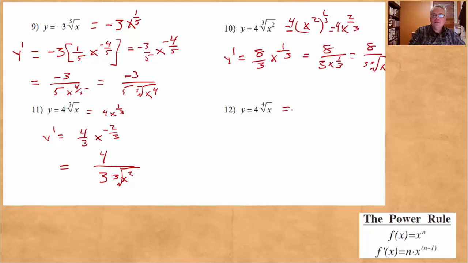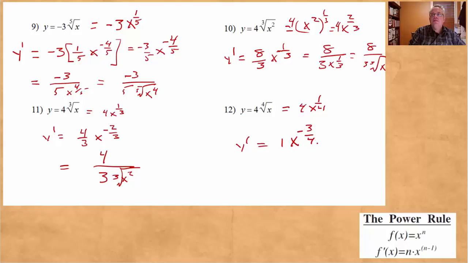So again, rewrite. This is 4x to the 1/4. So y prime, do the exponent times the coefficient. 1/4 times 4 is 1. x, subtract 1 from the exponent, is -3/4. Okay, this is going to go in the denominator.